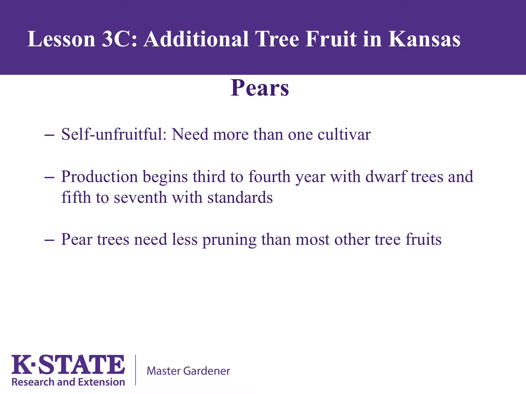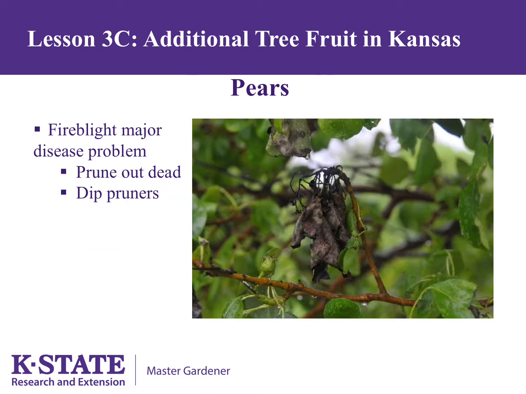Apples produce so much growth that windstorms or ice storms can tear them apart. The growth of pears is much more controlled. The major disease for pears is Fireblight. Apples are also susceptible, but pears are more so. Fireblight is a disease caused by a bacteria, not by a fungus. Therefore, fungicides do not work.